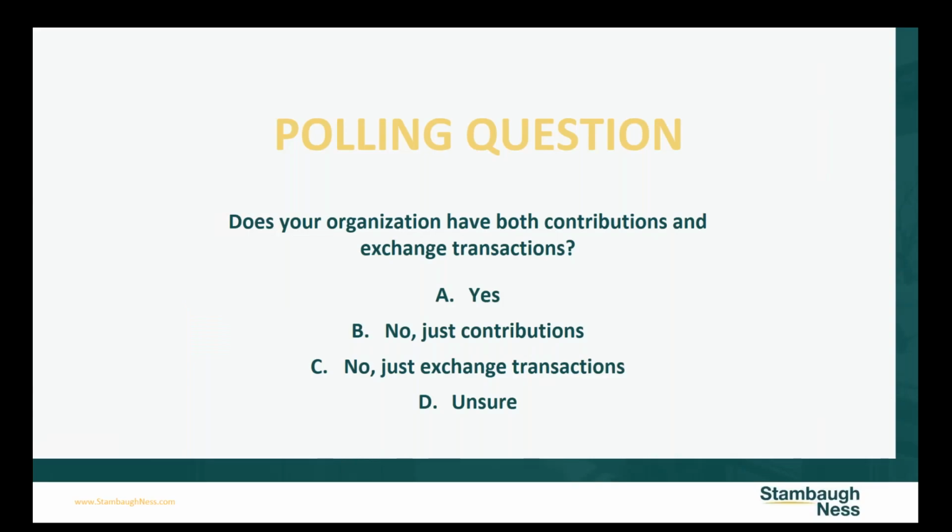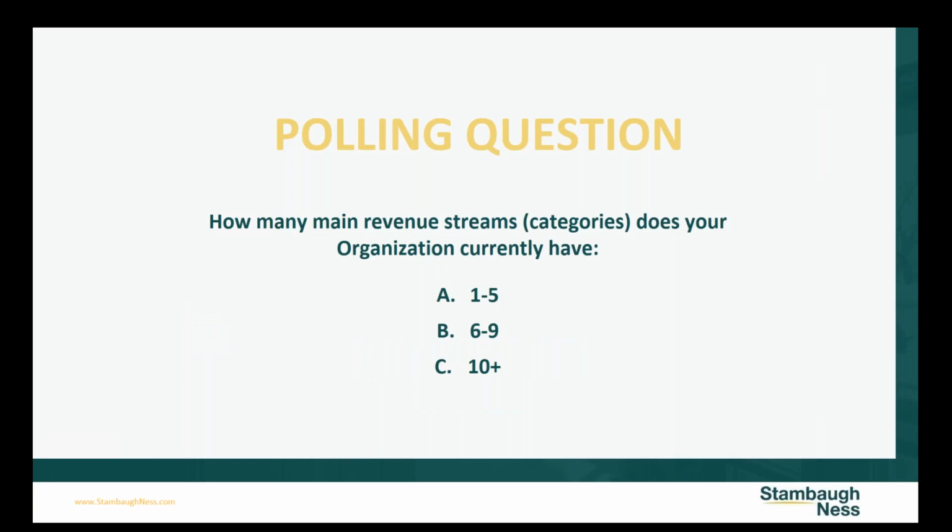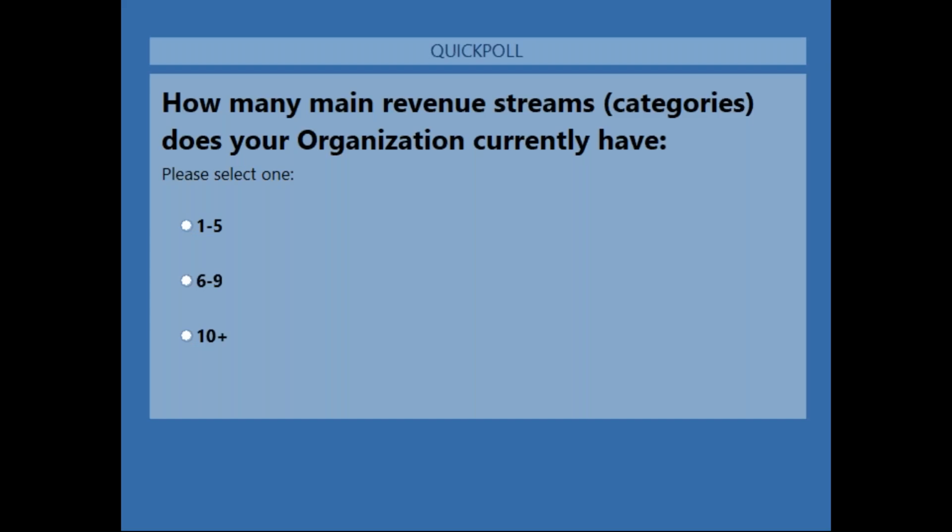So then jumping into the next polling question, revenue streams or categories of revenue. Now I'm just talking main revenue streams. We all have our miscellaneous income, but as an organization, do you typically have 1 to 5, 6 to 9, or 10 or more main revenue streams that your organization relies on as far as supporting your organization throughout the year? And this is really dependent on the type of nonprofit that you are.